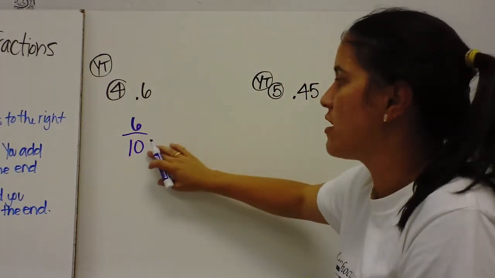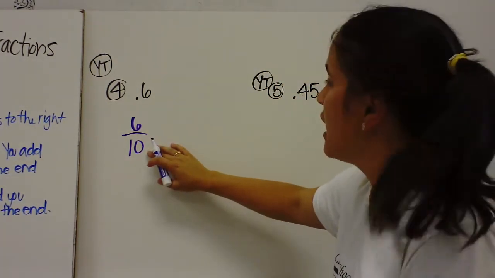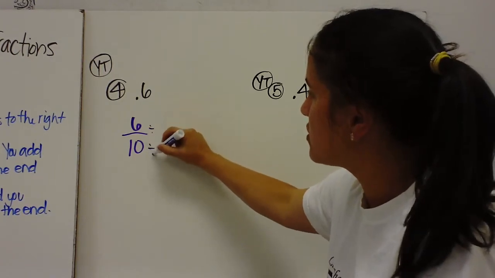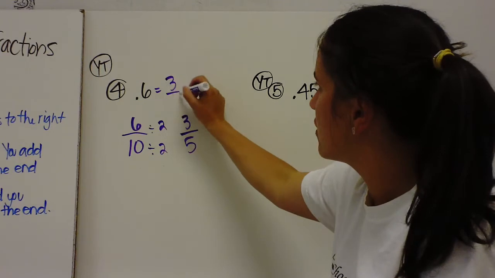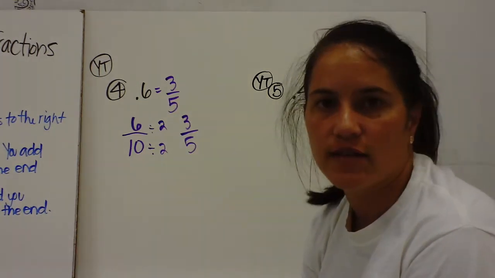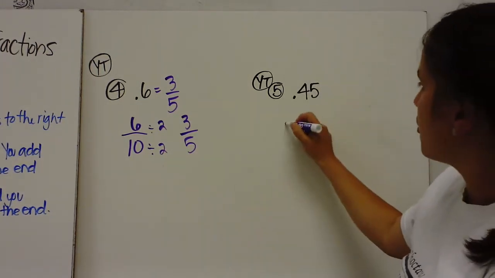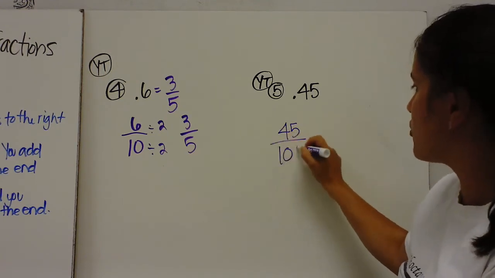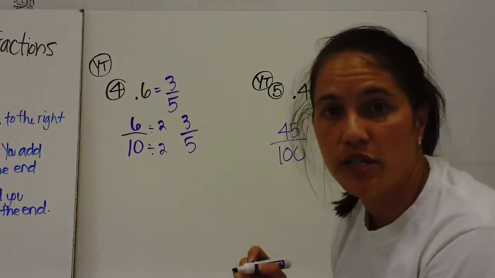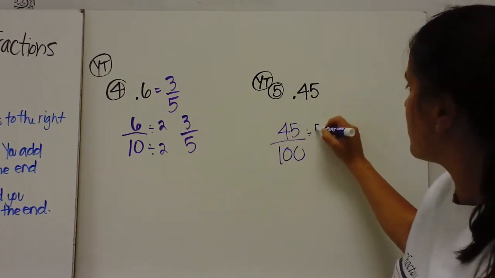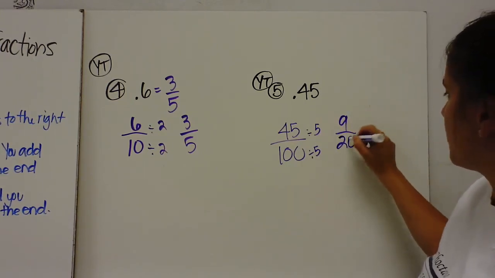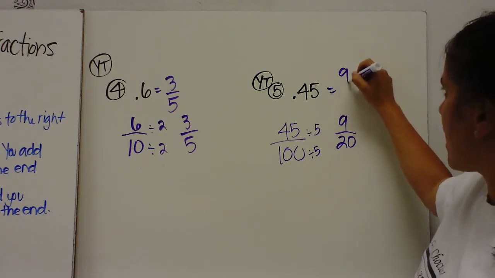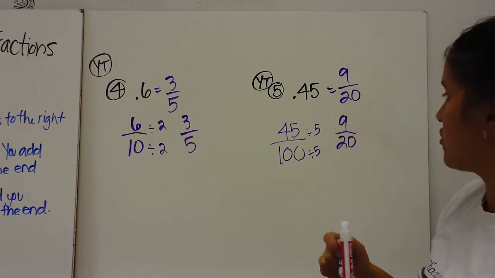Because there's 1 digit, that means 1 zero, so it's a 10. And when you reduce, divide by 2, you get 3/5. And then the next one, you're going to start with 45 over 100 because there's 2 digits, so there are 2 zeros. And then we're going to divide by 5, which would be 9 over 20. And that is as low as you can go, so the answer is 9/20.